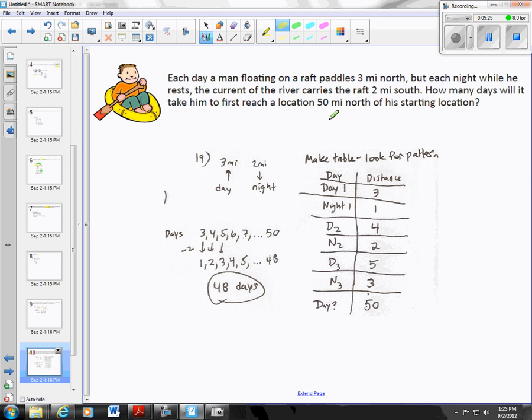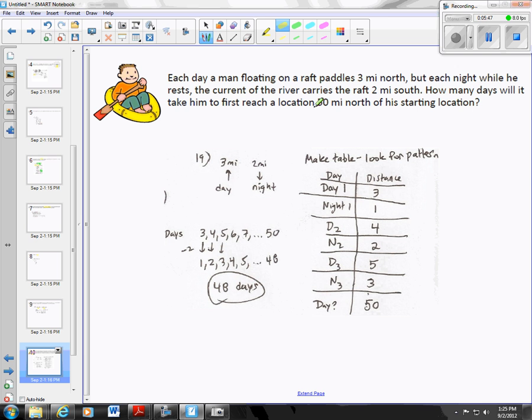All right, so whenever I have a problem like this, you want to be very organized. So I try to make a table and look for a pattern. So we have day and distance. So the day 1, like in the morning, he gets to distance of 3. However, at night, when he goes back, he's going to end up at 1. Day 2, he's going to end up at 4, but at night, he's going to go back to 2. Day 3, 5, and so forth.